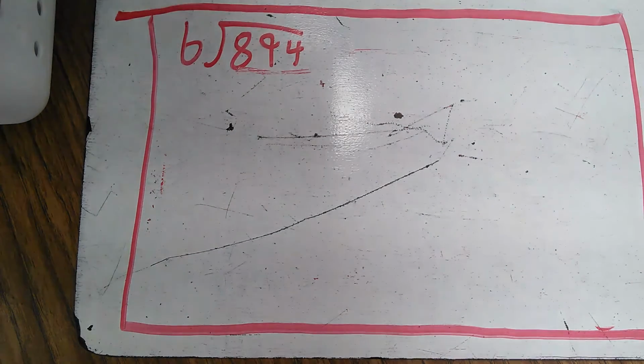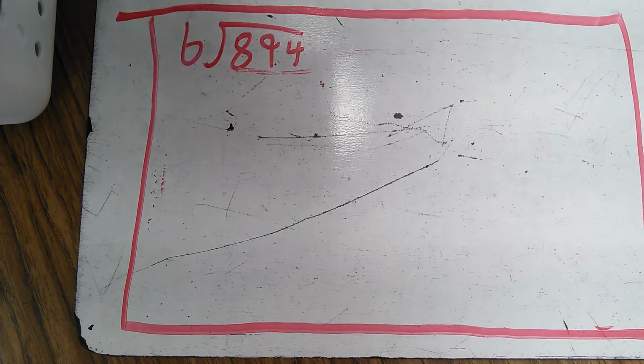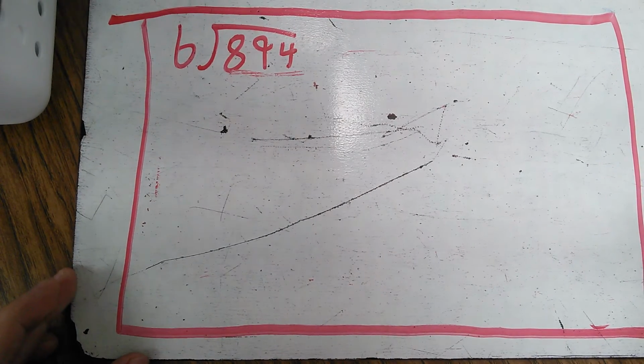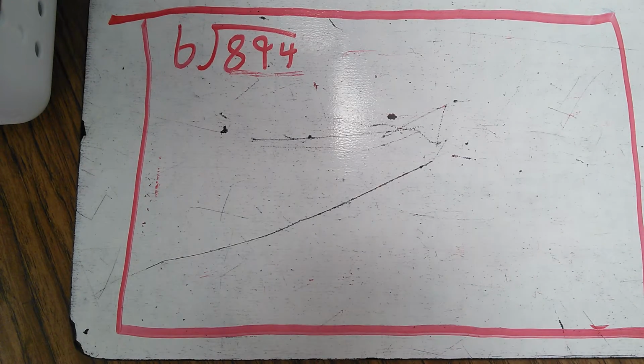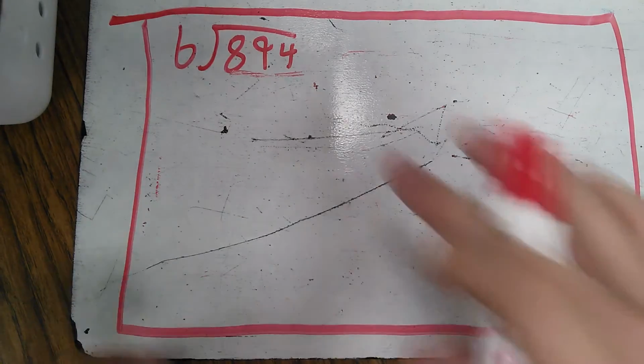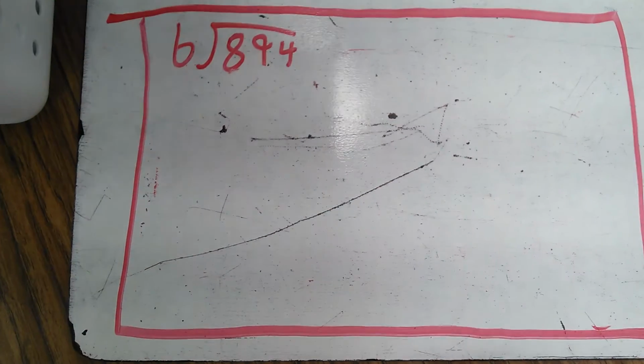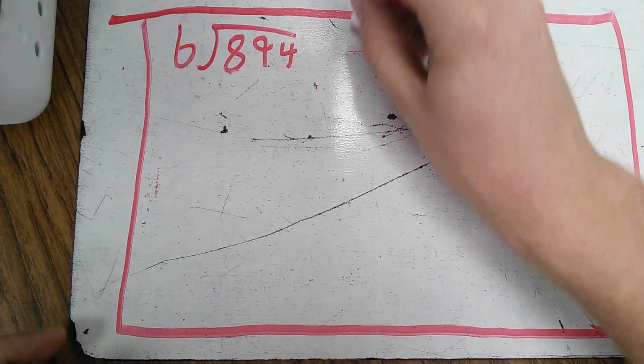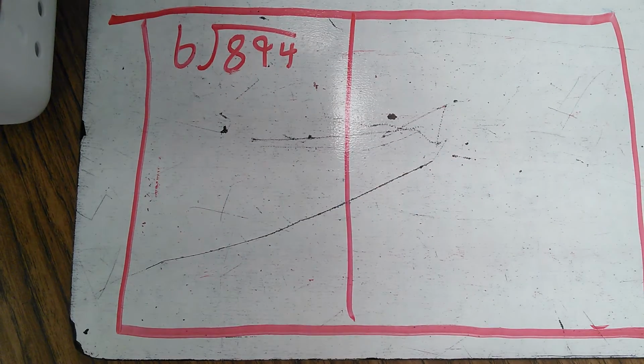All right, so again, I have 6 into 894. And if you didn't watch the previous video on area model, you might want to watch that one first. But this time, we're going to solve using partial quotients. Partial quotients method. So here I have my 6 into 894. And I want to use the partial quotients method, so I'm going to draw a line right there.